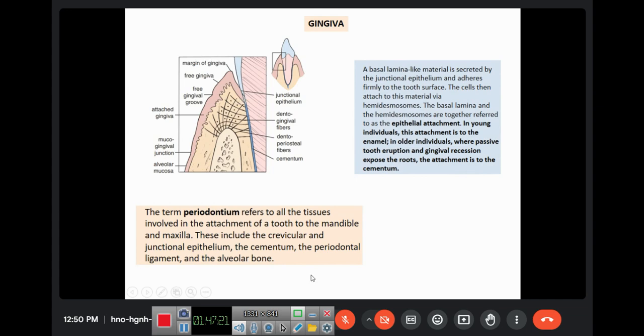Also we have the term periodontium. This term includes all the tissues involved in attachment of the tooth to the mandible or maxillary bone. So these tissues include the sulcular epithelium, the junctional epithelium, also cementum, periodontium, and alveolar bone. So these all structures together form periodontium.